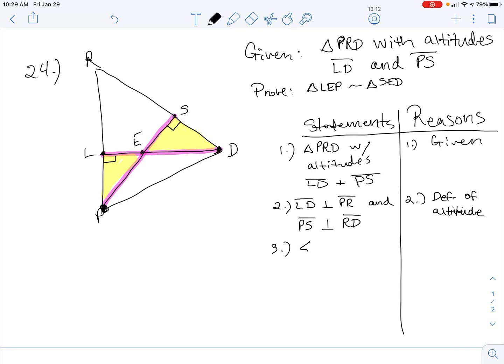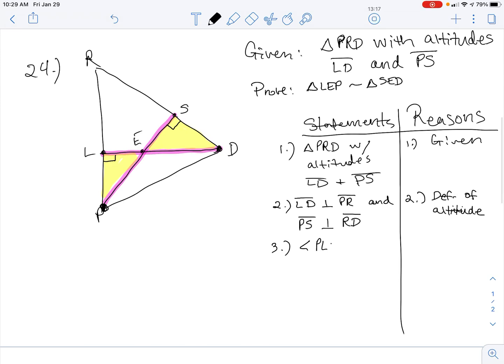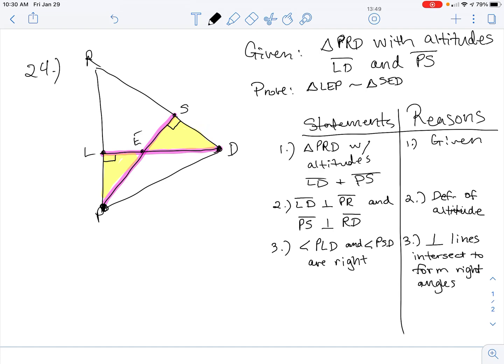So we're going to state that angle PLD and angle PSD are right angles. Okay, we've already marked them. I'm just naming them now. And we say perpendicular lines, so I'm going to use that little symbol there. Perpendicular lines intersect. We actually said this earlier, I believe. Intersect to form right angles.